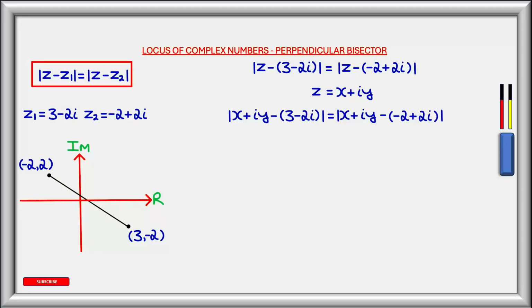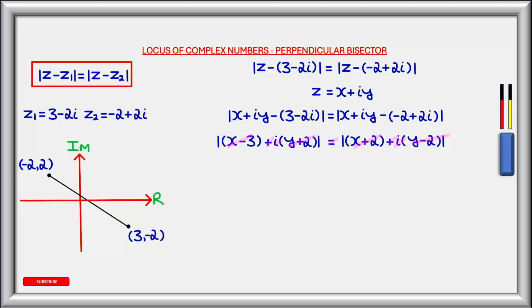And replacing z with a variable complex number x plus iy, we have the modulus of x plus iy minus, in the bracket, 3 minus 2i is equal to the modulus of x plus iy minus, in the bracket, minus 2 plus 2i. And grouping the real and imaginary parts of both sides of the equation, we have the modulus of x minus 3 plus y plus 2i is equal to the modulus of x plus 2 plus y minus 2i.